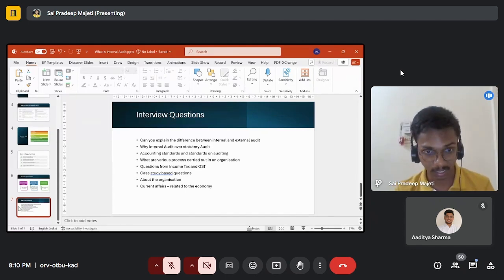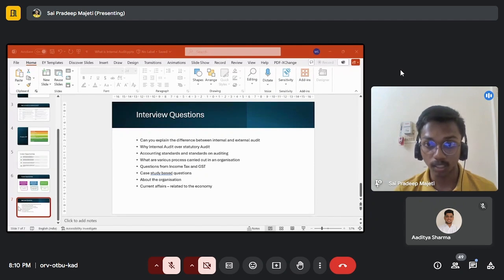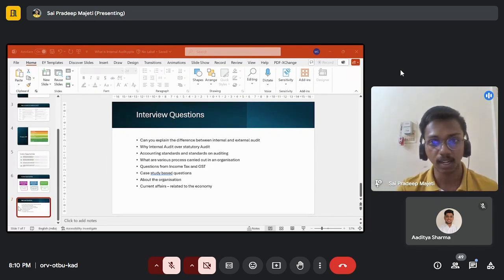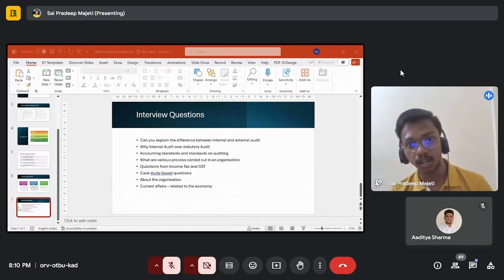This is a very interesting question that has very different answers based upon the individual. To answer why internal audit over statutory audit, you first need a practical understanding, not a theoretical one, of what internal audit is. Internal audit depends on understanding the process, how a business runs, and how you reduce risk and add value to the client. Whereas in statutory audit, as I've mentioned, you work on the financials and check whether they are prepared as per the accounting standards, the applicable financial reporting framework, and so on.